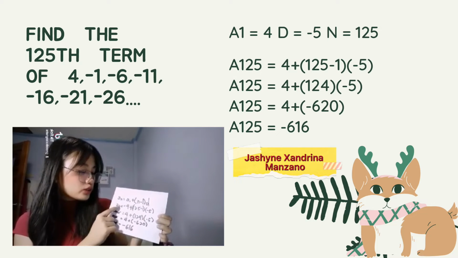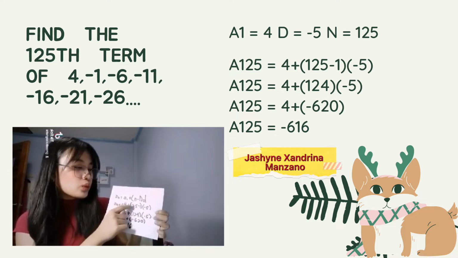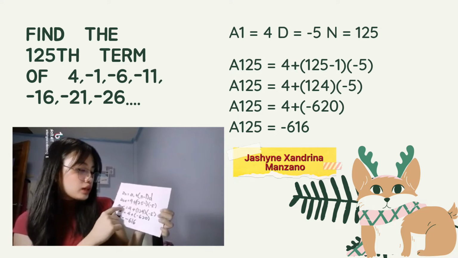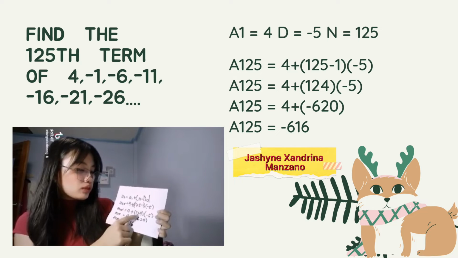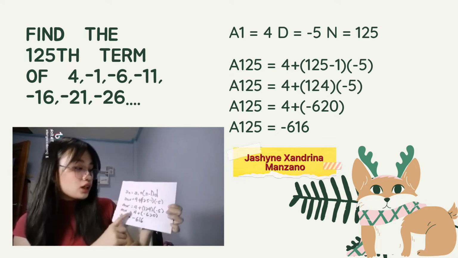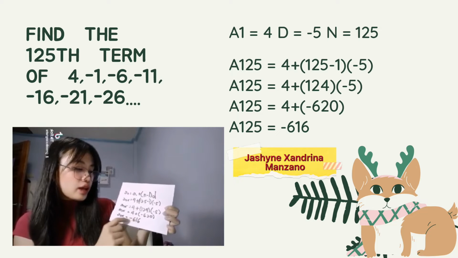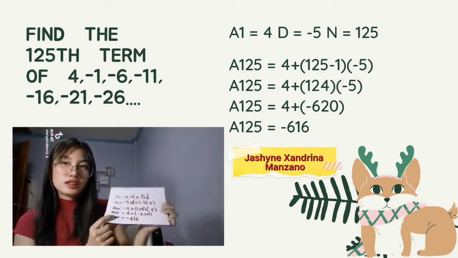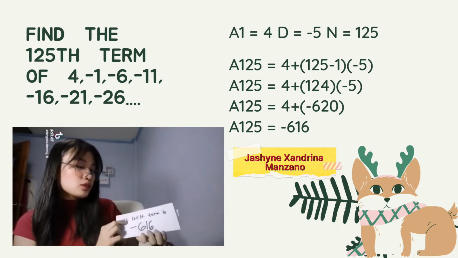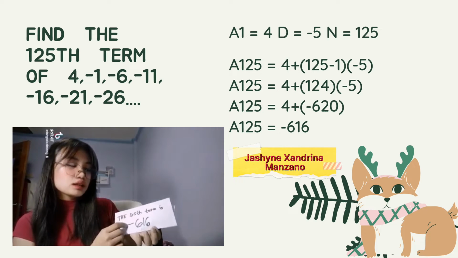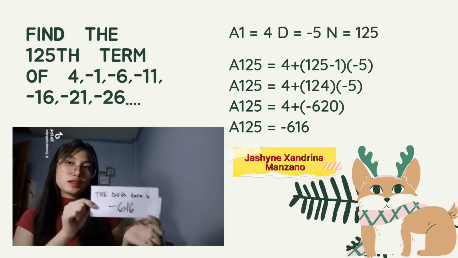So a125 equals 4 plus 125 minus 1 multiplied to negative 5, equals 4 plus 124 multiplied to negative 5, equals 4 plus negative 620, and the answer is negative 616. Now, the 125th term is negative 616.